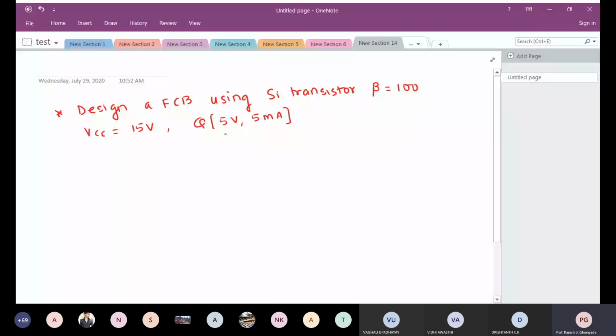Oh, it should be the other way around, right? Five milliamperes and 5 volts. No, it was actually correct. This is the x-axis, no? So 5 volts and 5 milliamperes.